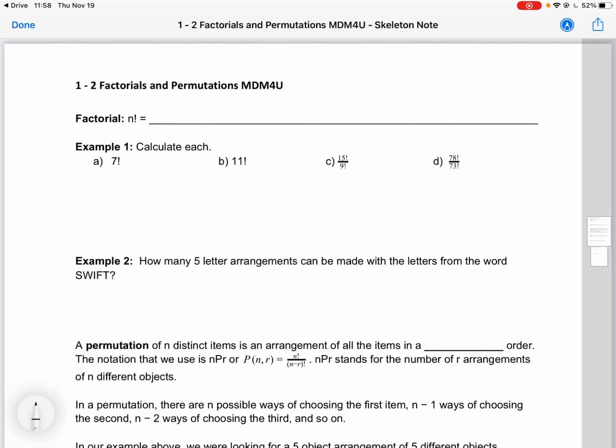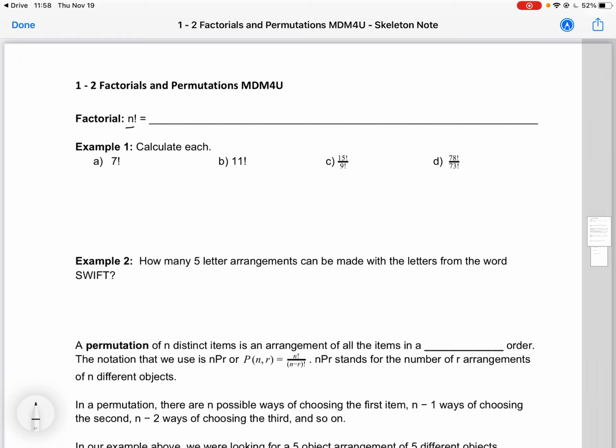This video talks about factorials and permutations, which is going to make the questions that we looked at yesterday using the fundamental counting principle a little bit easier, and it allows us to tackle more complicated problems. So the first thing that you need to know is, what does a factorial mean?